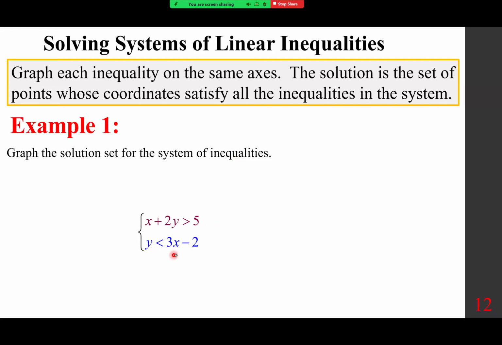And you first graph the line. No matter what you have, greater than, less than, or equal to, greater than or equal to, you go with the equality. So we're going to graph the first one, x plus 2y equals 5. And I'm going to go through the intercepts pretty fast. When x is 0, y is 5 halves. When y is 0, x is 5. I'm going to assume nobody has any problem understanding intercepts.